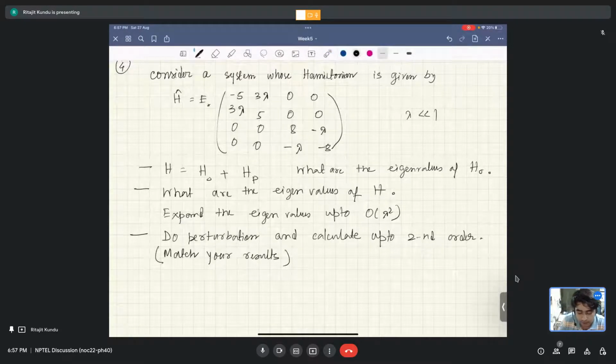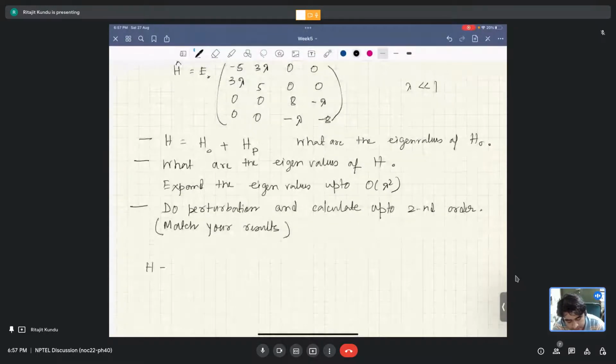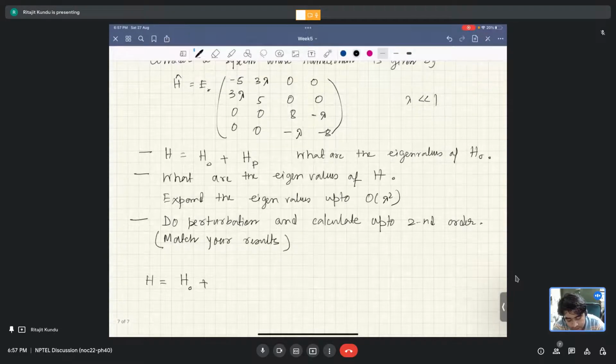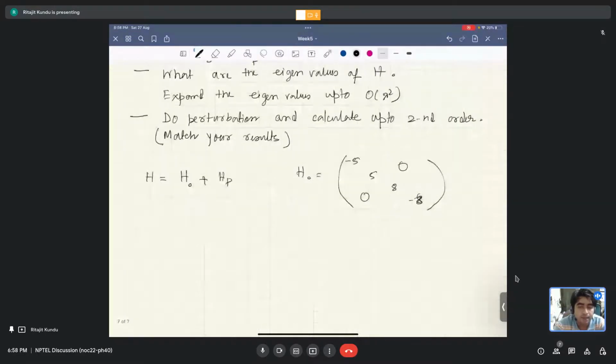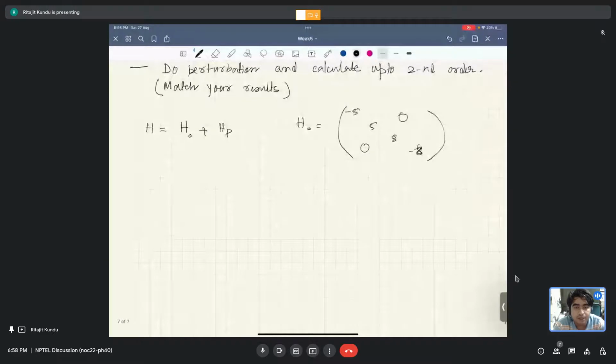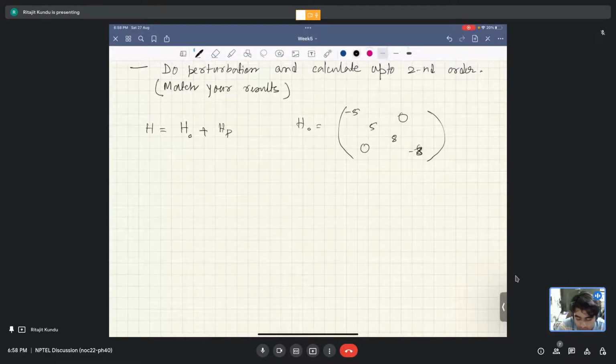First of all, I can break this Hamiltonian apart into two parts. So H can be written as H naught plus HP. H naught in this case is given by minus 5, 5, 8 and minus 8 on the diagonal, and all the rest of the terms are 0. If I have a diagonal matrix, I can find the eigenvalues very quickly, because these are just the entries of the diagonal. That will give you the eigenvalues.